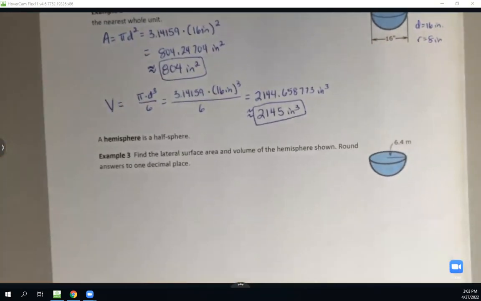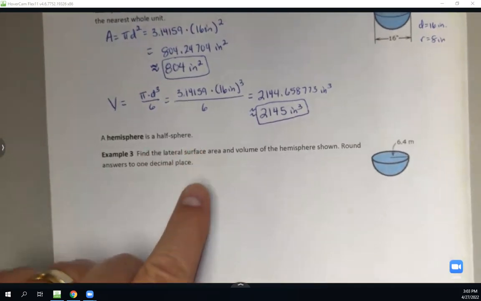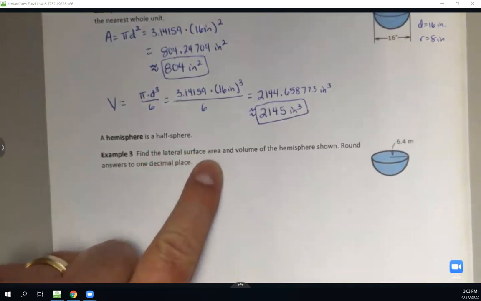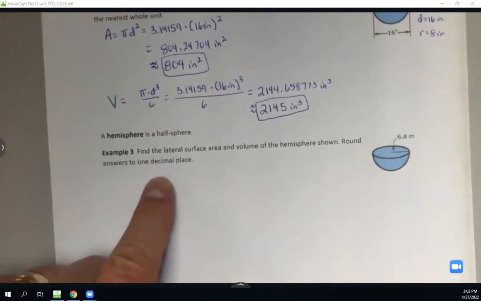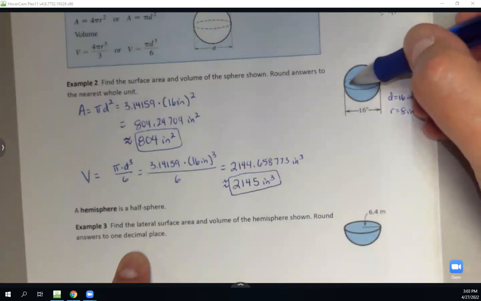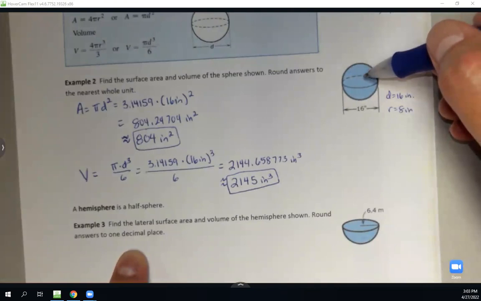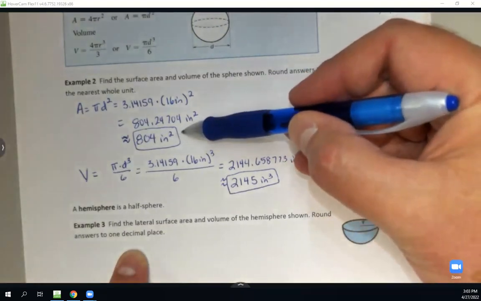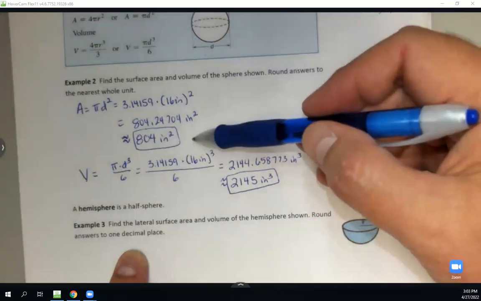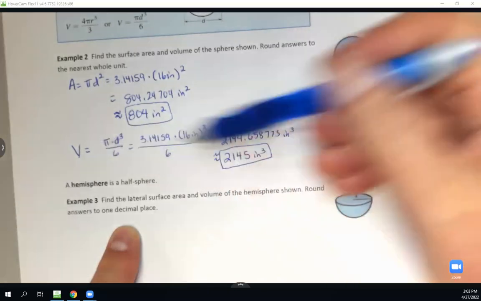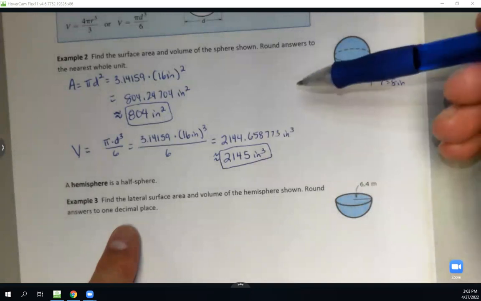A hemisphere. A hemisphere is a half sphere. Find the lateral surface area and the volume of the hemisphere shown. Round answers to 1 decimal place. So like if I were to take this sphere and cut it in half, okay, then the lateral surface area would be half of the total surface area. Does that make sense? So all I would do is find the 804 and divide by 2, okay? And the volume would be half of this volume. So all I would do is find the volume of the whole sphere and cut it in 2, okay?